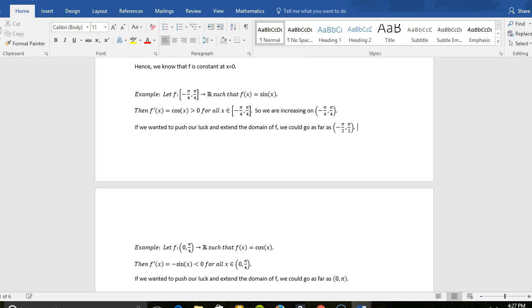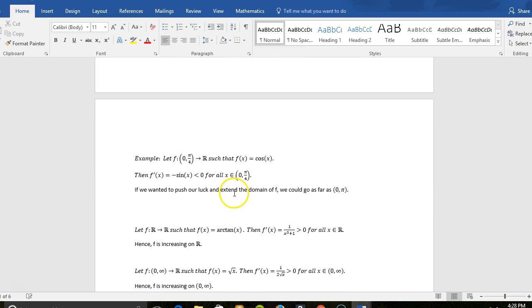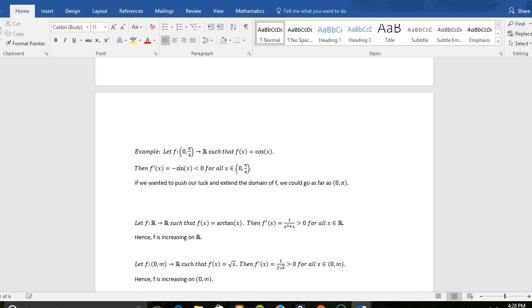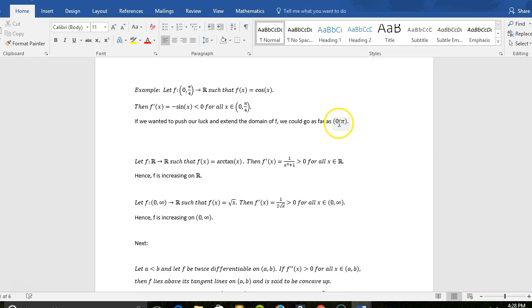Now down here, we're in luck. We've already got an open interval, so on this entire open interval we are decreasing because f prime is negative. Since the sine is positive on this interval, negative 1 times the sine is naturally going to be negative on this interval. So we're decreasing. I'm using what we know from trigonometry. And we could push our luck all the way to pi. I'm not going to do that, though.